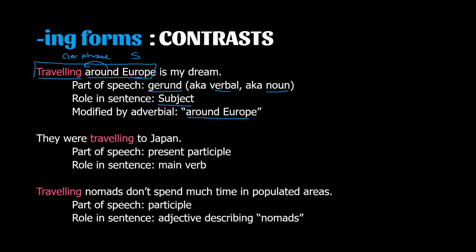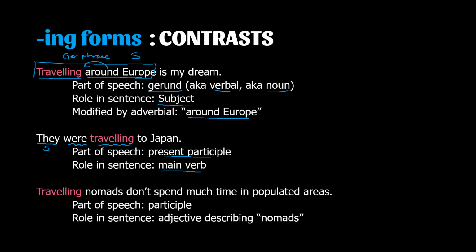Let's look at this one. They were traveling to Japan. Well, they is going to be the subject. We have an auxiliary verb here, and then we have an ing verb here. This lets us know that it's the present participle, and it's giving the continuous aspect. The role in the sentence is the main verb.